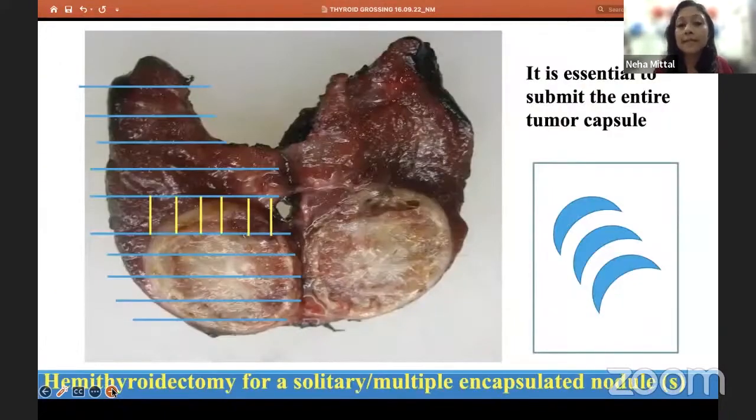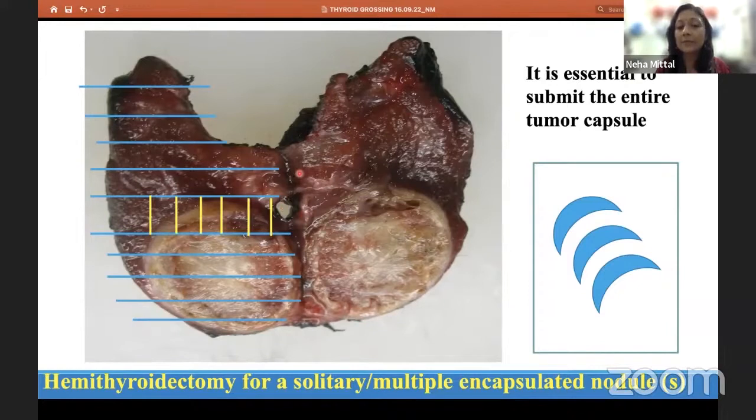This was for classical PTC, when you have an idea that you're dealing with classical PTC or any of its variants. The grossing protocol will change if your preoperative FNAC suggests a Bethesda category 4 or a follicular neoplasm. In that situation, as I said, most of the times what you'll receive is a hemithyroidectomy, and this is just to show you the hemithyroidectomy specimen.